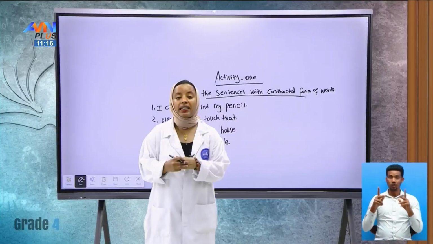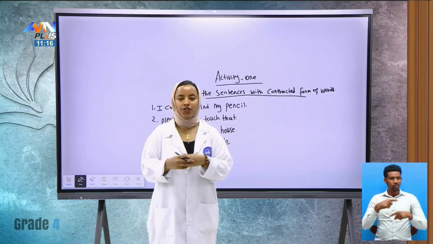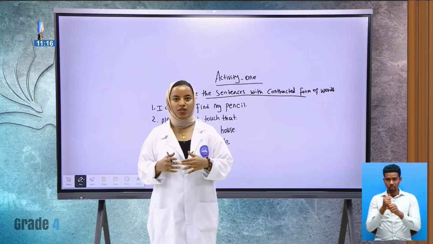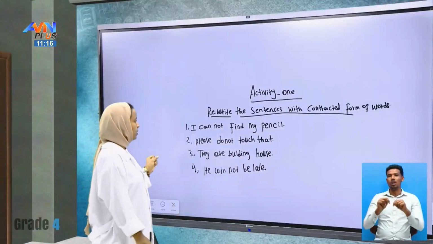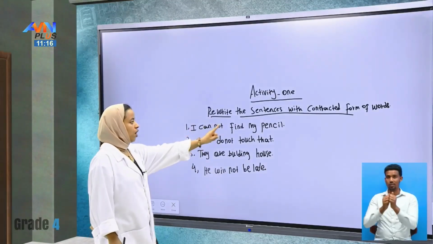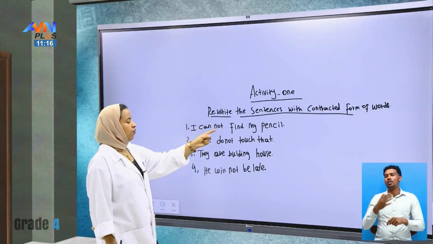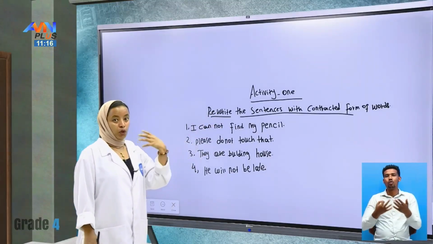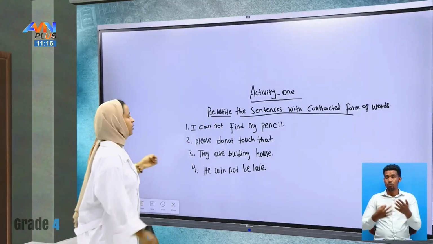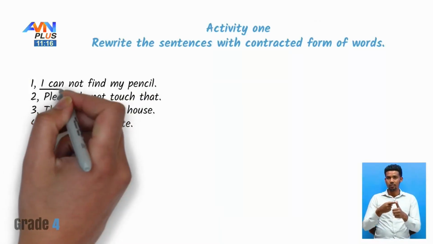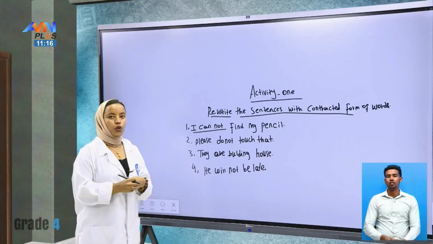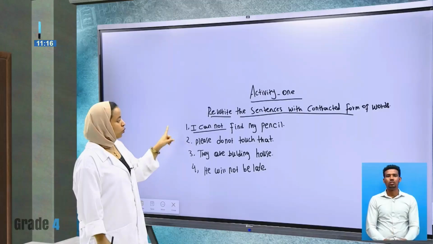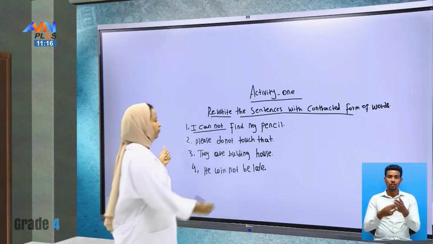Hello, students. I'm back again. I hope you all have finished the activities. Let us practice together. So here is the first question: I cannot find my pencil. Here is the shortened form and the contracted form. You can choose the first here. Here is cannot. When you rewrite this sentence, let me show you.